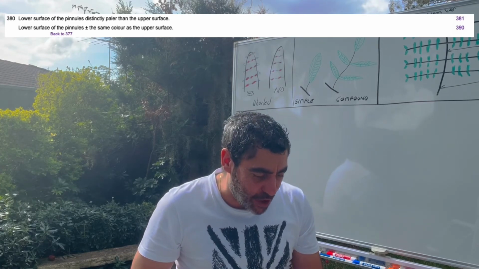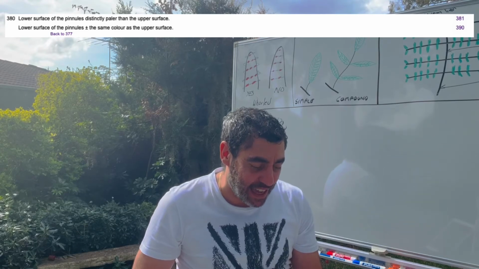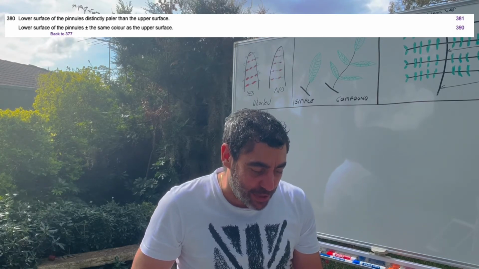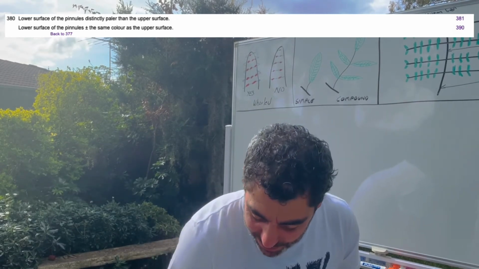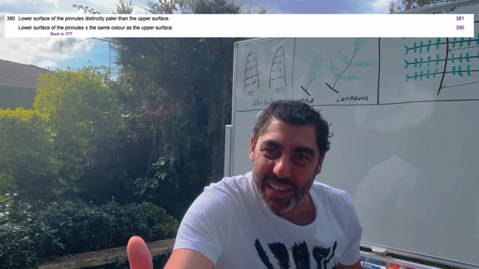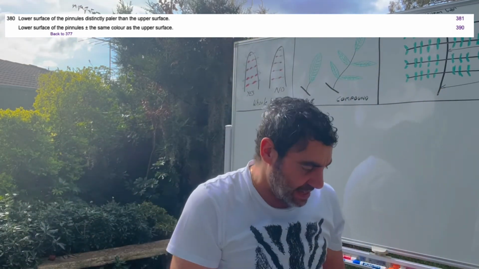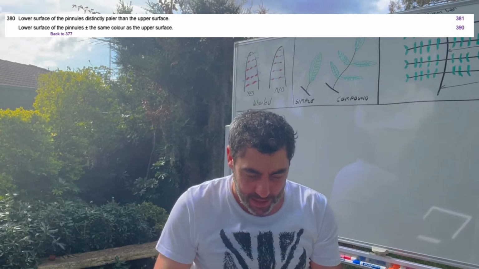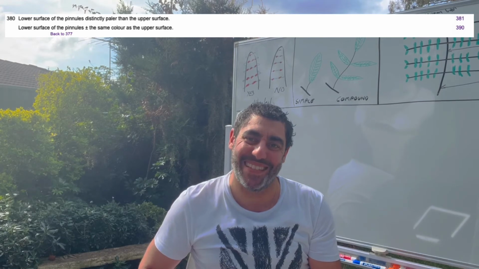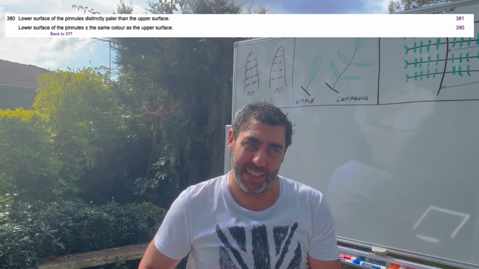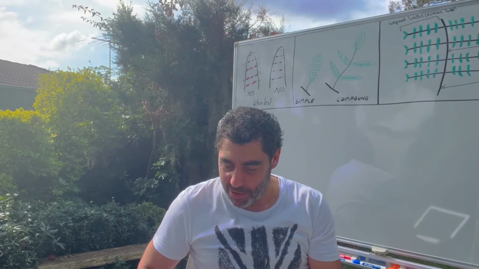380: lower surface of the pinnules distinctly paler than the upper surface, or the same color. These are the same color. We're talking about the little leaflets, front and back, same color. Don't forget the choice was distinctly paler. You might get some variation, but it's not distinct. So we move to 390.